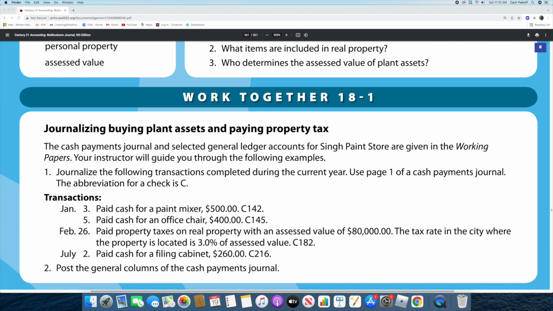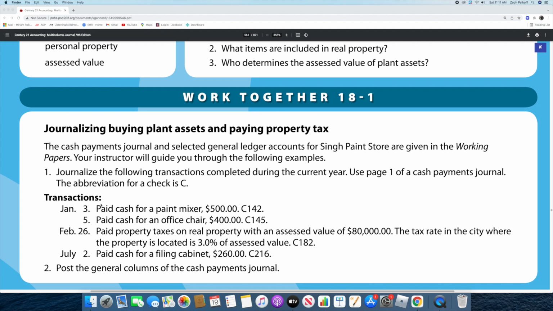and paying property tax. So the instructions say the cash payments journal and selected general ledger accounts for Sing Paint Store are given in the working papers. Your instructor will guide you through the following examples. Number 1. Journalize the following transactions completed during the current year. Use page 1 of a cash payments journal. The abbreviation for a check is C.